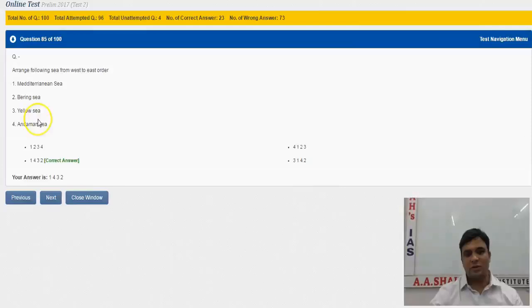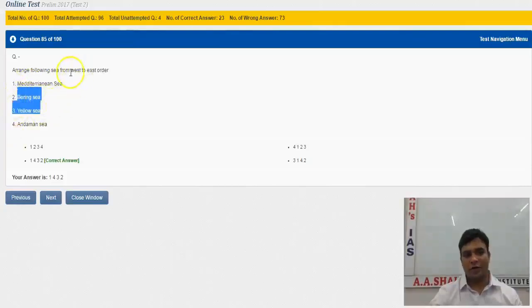Which would be the easternmost end? The easternmost end, if you look at the map, would be Bering Sea near Russia. Now, where would you find Yellow Sea? It would be near China. And where would you find Andaman Sea? Obviously near the Andaman and Nicobar Islands. Mediterranean Sea obviously is the sea that separates northern Africa from southern Europe. So Mediterranean Sea would be the westernmost point, and Bering Sea would be the easternmost point.